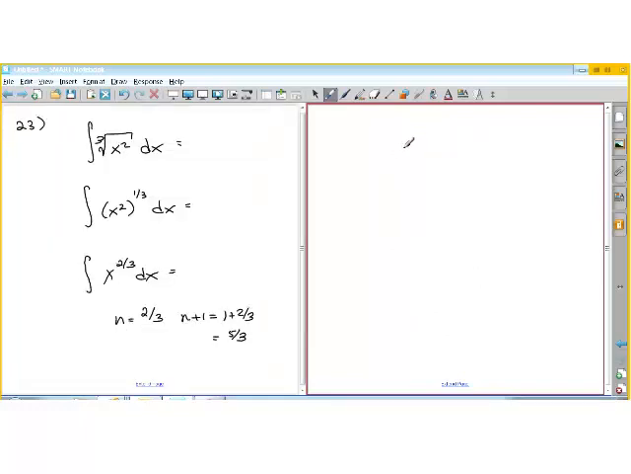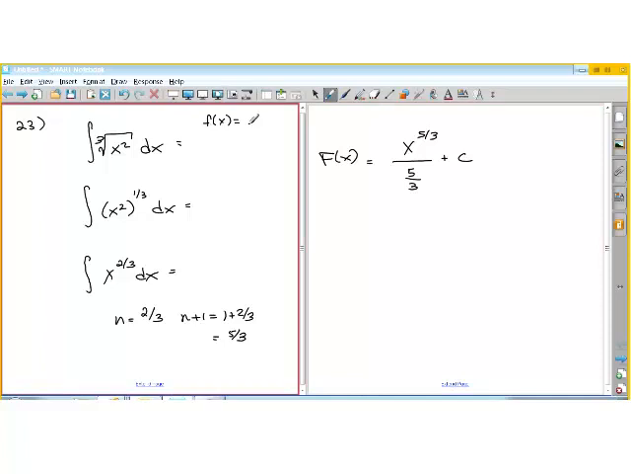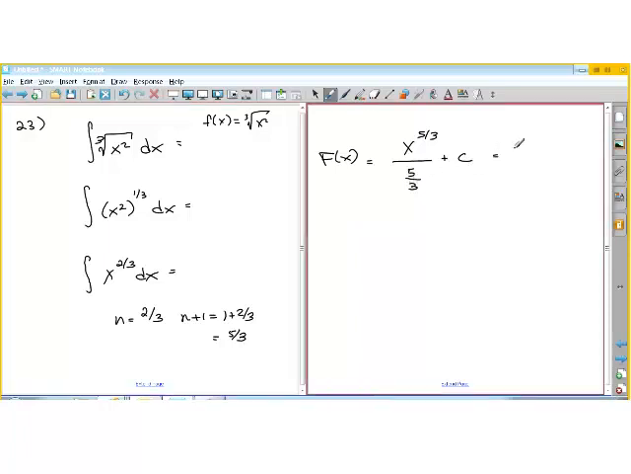So the integral of x to the 2/3 is x to the 5/3 divided by the new exponent, which is 5/3, plus my arbitrary constant. So we'll call that capital F of x. So small f of x is the original expression. Okay, so now we can check it by taking the derivative. Before we do that, let's clean that up. Dividing by 5/3 is like multiplying by 3/5. All you do is switch the numerator and the denominator.